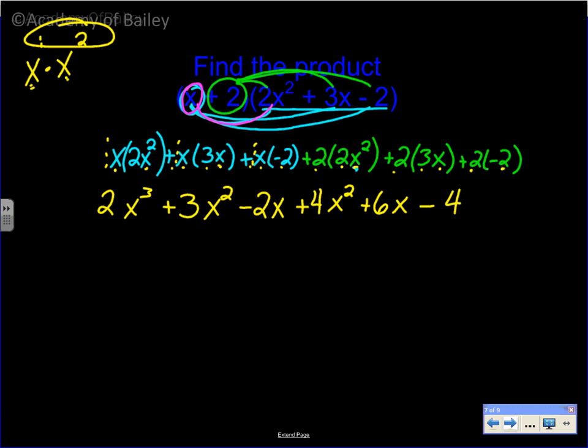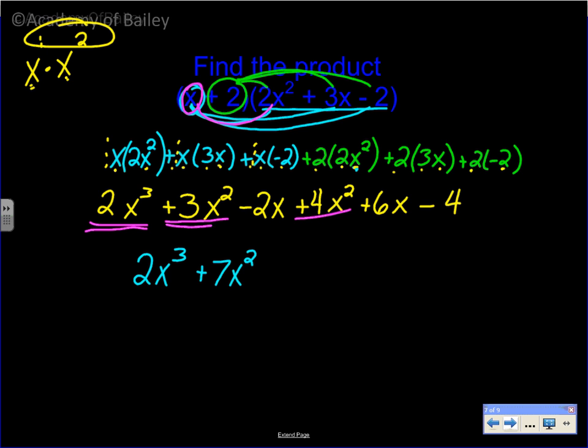Now let's combine some like terms. There are no other x cubes, so we will say 2x cubed. If we look, let's see, we're done there. So we look at 3x squared and 4x squared. So 3x squared plus 4x squared is a positive 7x squared.